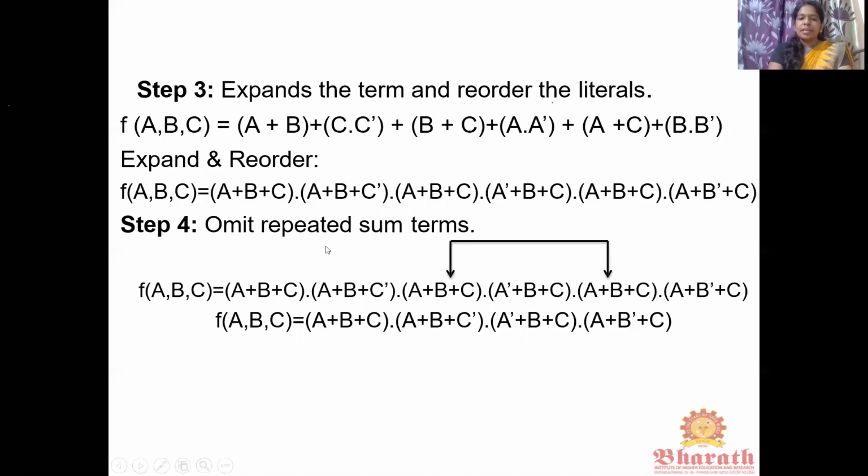Then the fourth step is nothing but omit the repeated sum terms. So you have to see the repeated terms. See here, A plus B plus C is repeated thrice. So remove the repeats here; we have to keep it once. So A plus B plus C dot A plus B plus C complement. We removed this term. Then dot A complement plus B plus C. Then we remove this term. Dot A plus B complement plus C.